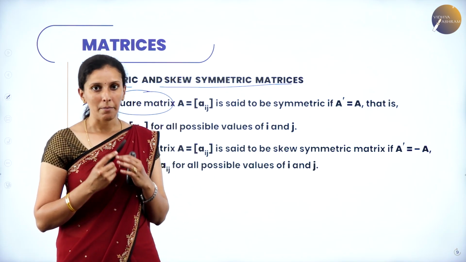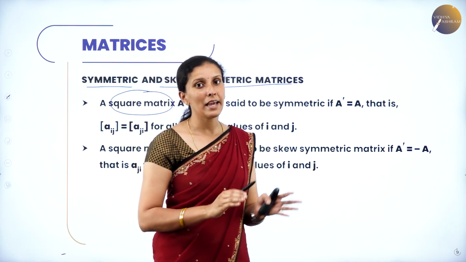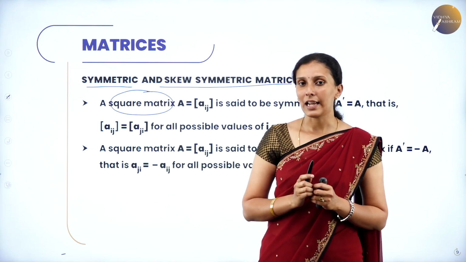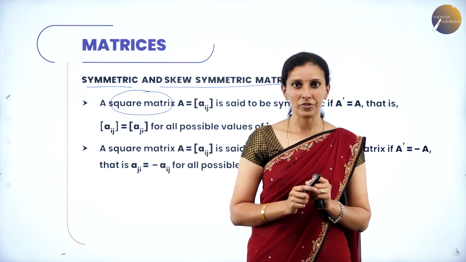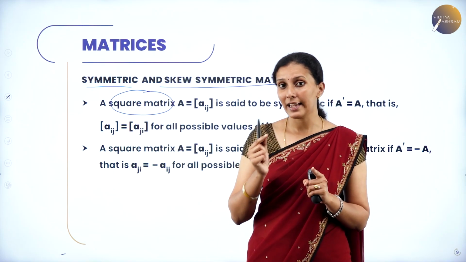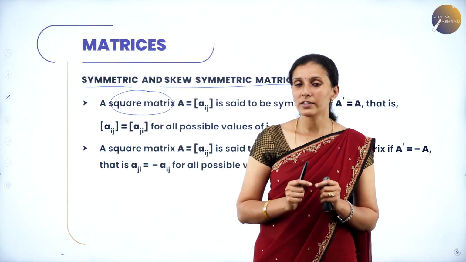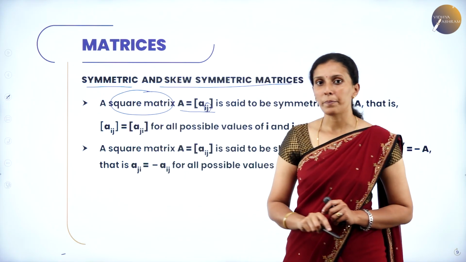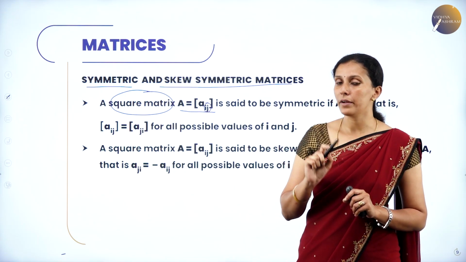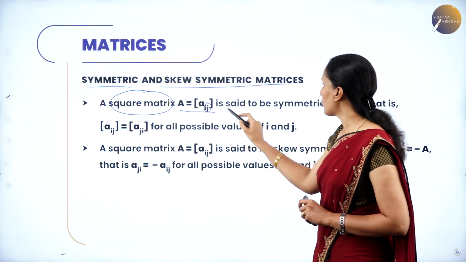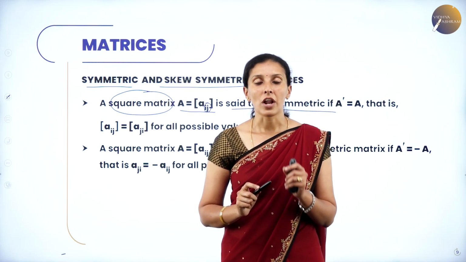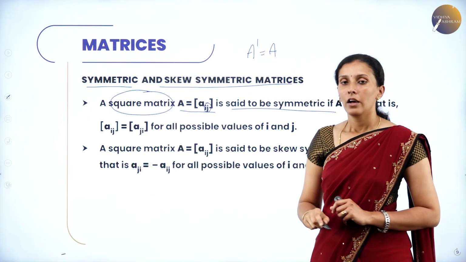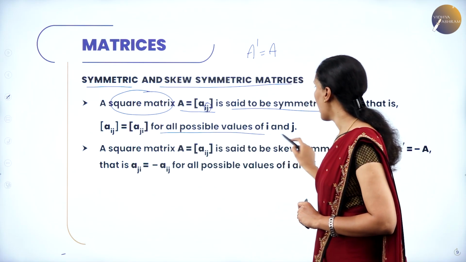So when you transpose any matrix, if A transpose is same as A, so if you transpose the matrix, then it is same as the matrix A, it is called a symmetric matrix. If it is equal to minus A, that is negative of the given matrix, then it is a skew symmetric matrix. Remember, a square matrix A = [aij], where i and j represent the row number as well as the column number, of order m cross n, is said to be symmetric if A transpose is equal to A, that is, if aij equals aji for all possible values of i and j.